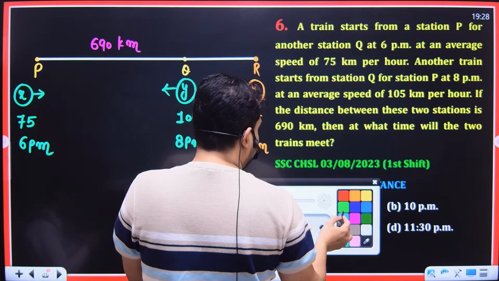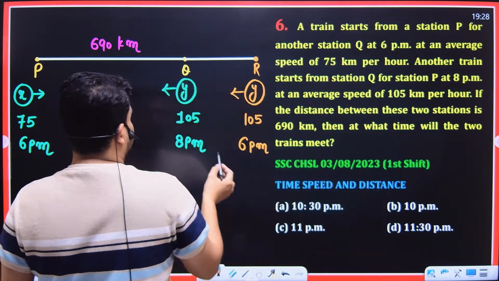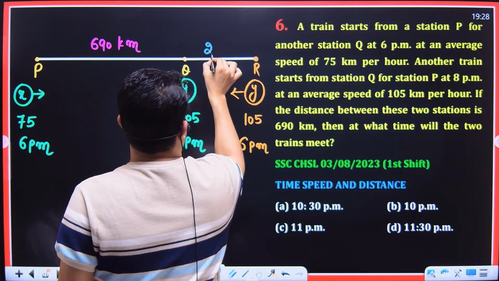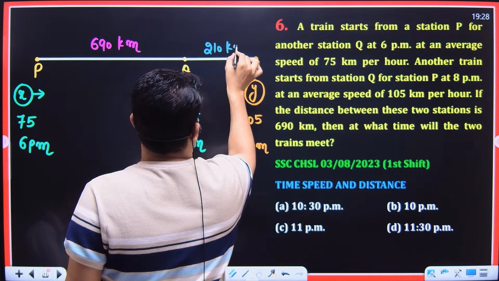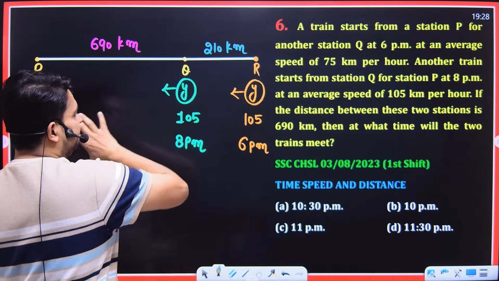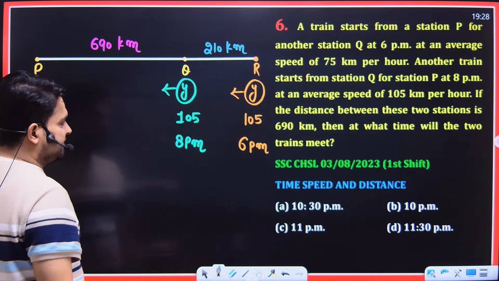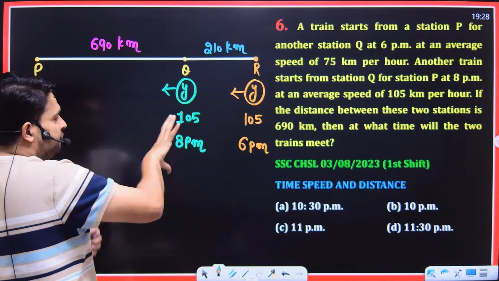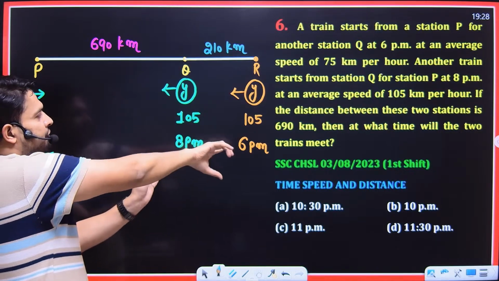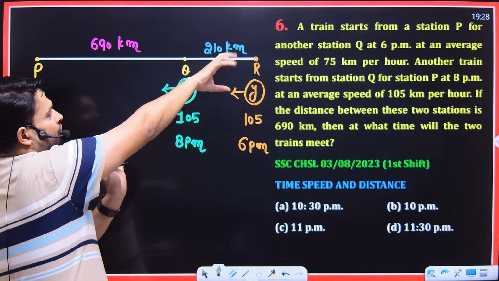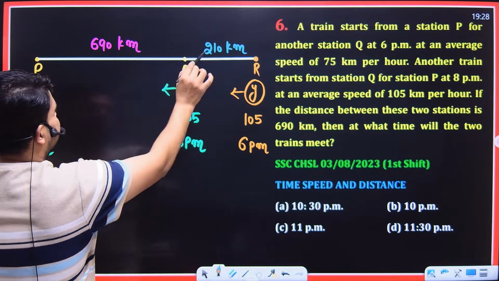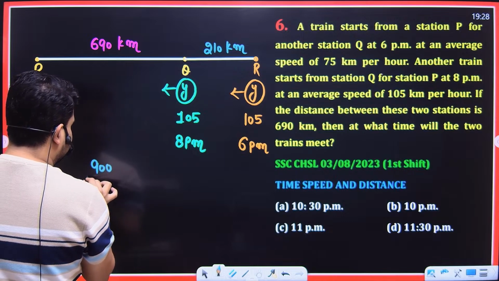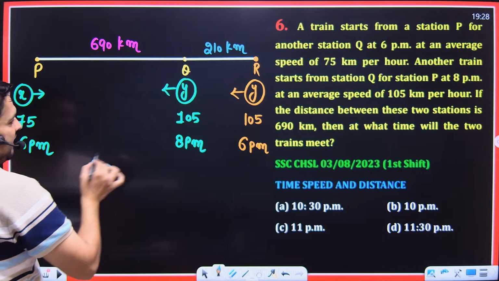I have taken back this train for 2 hours. In 1 hour, it will be behind by 105 kilometers, so in 2 hours, it will move back 210 kilometer. So now the total distance is 900 kilometer. 900 kilometer is the total distance between them, and the time is the same.